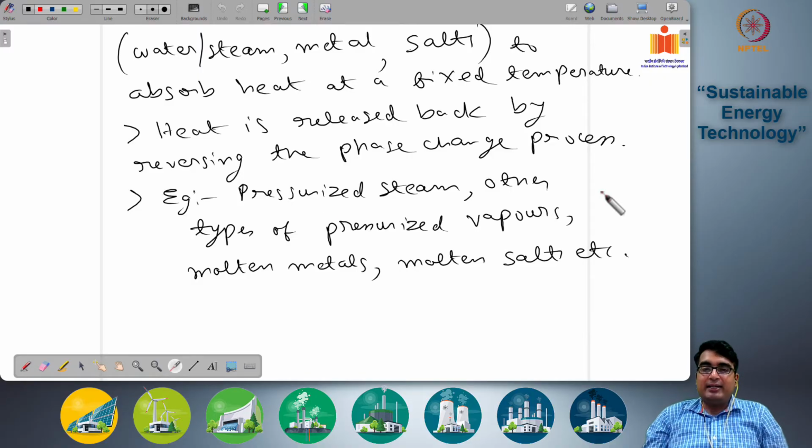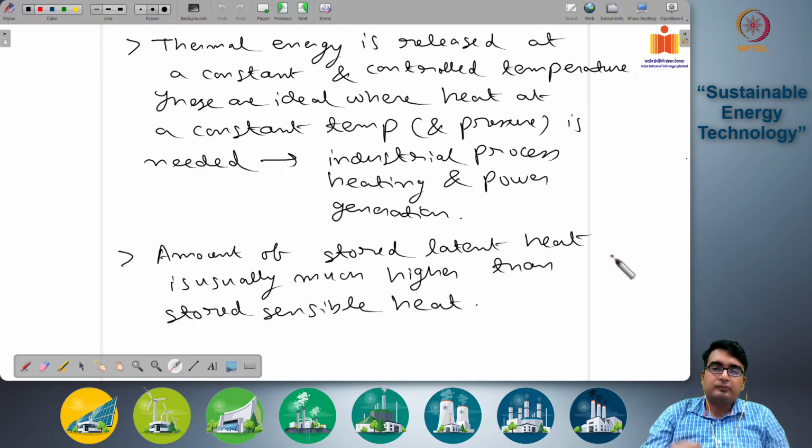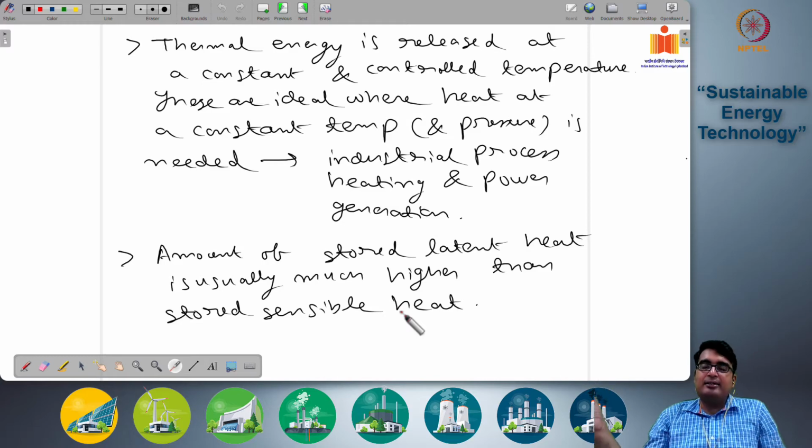Okay. And we looked at certain types of phase change materials that work in our cases, like pressurized steam, other types of pressurized vapors, molten metals, molten salts, etc. And thermal energy in these cases is released at a constant and controlled temperature. These are ideal where heat at constant temperature and pressure is needed. Example, industrial process heating and power generation. And the amount of stored latent heat is usually much greater than stored sensible heat. So you are able to store the heat to a much larger extent at a controlled temperature, which makes it ideal for industrial and power generation applications.